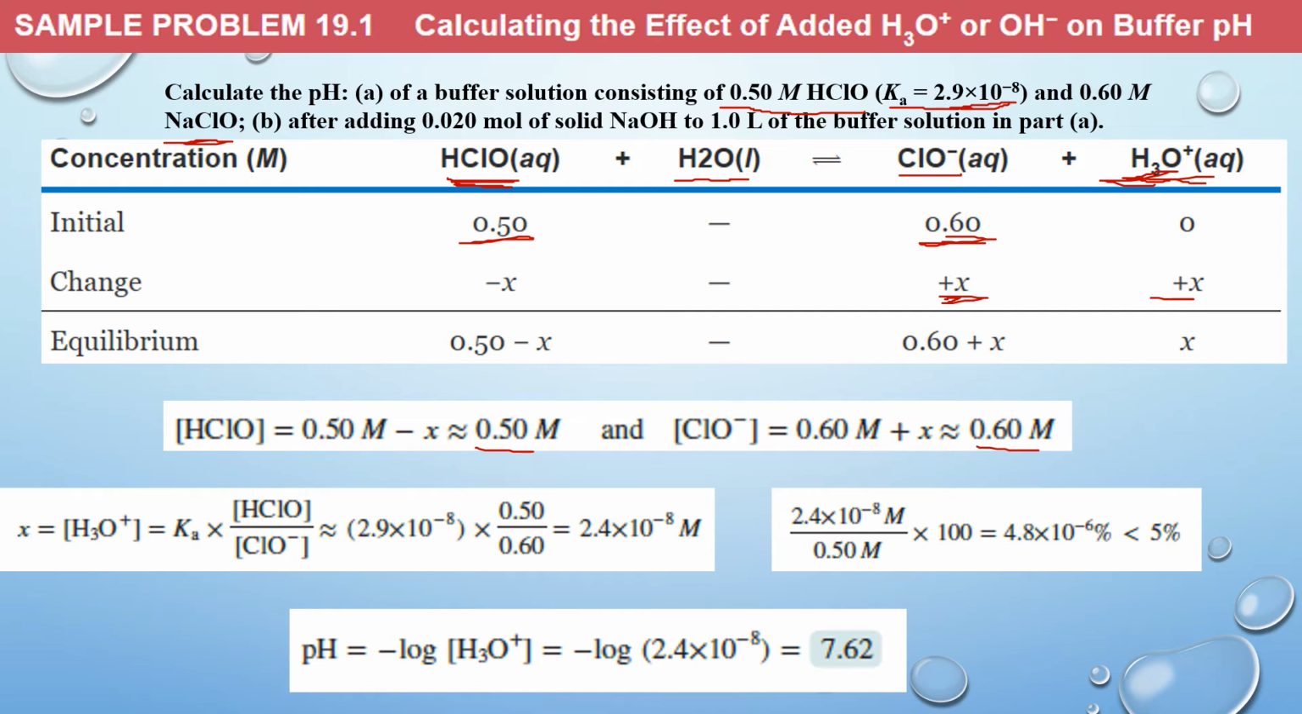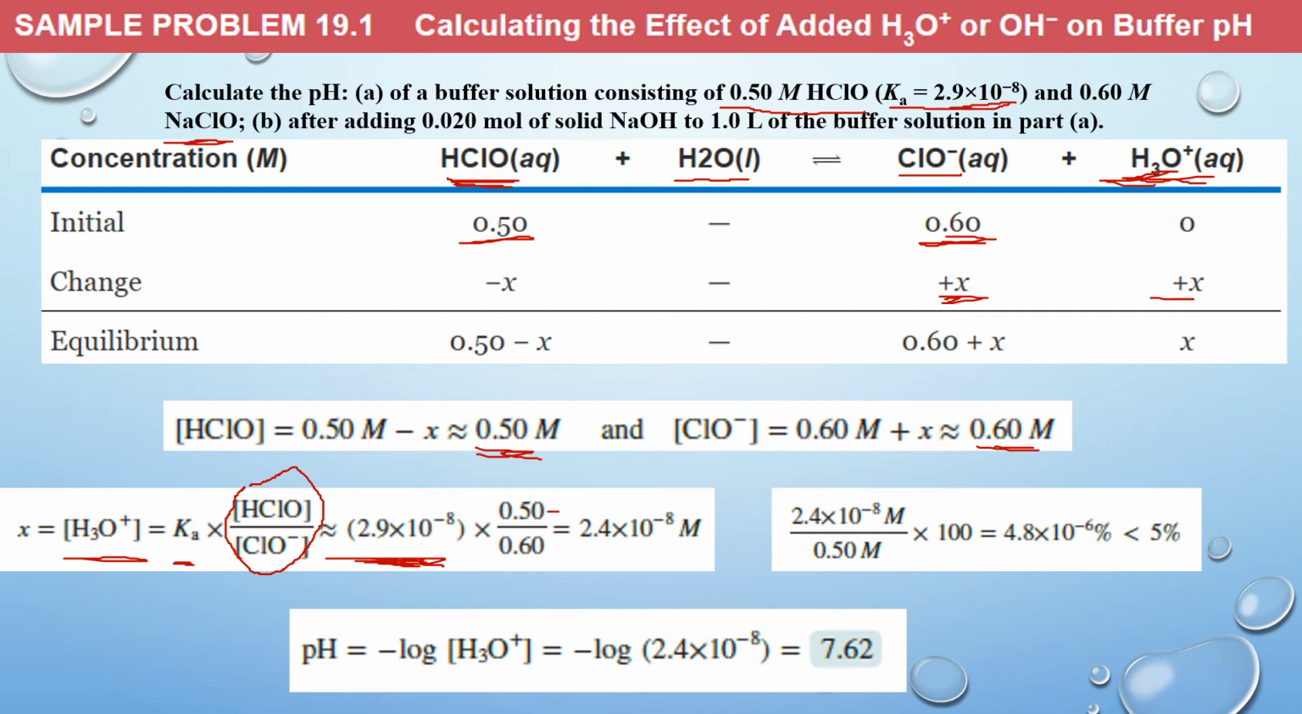To calculate X, we can express the Ka. Ka equals the concentration terms of the product divided by the reactant, and we then rewrite the equation by taking the proton concentration out. So the proton concentration equals Ka multiplied by the ratio of the acid and the conjugate base. Ka is already given, and based on our assumptions earlier, we can use 0.5 and 0.6 directly to represent their equilibrium concentrations.